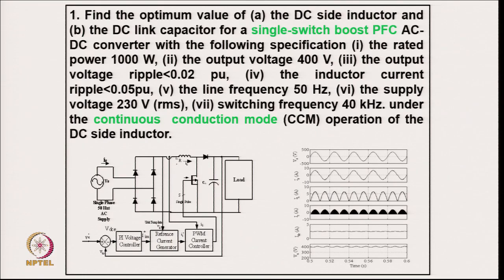Coming to example 1, find the optimum value of the DC side inductor and DC link capacitor for a single switch power factor correction AC-DC converter with the following specification. The rated power is 1000 watt, the output voltage 400 volt, the output voltage ripple less than 2% and the inductor current ripple less than 5%, the line frequency 50 Hz, supply voltage 230 volt, switching frequency 40 kHz, under the continuous conduction mode operation of the DC side inductor.